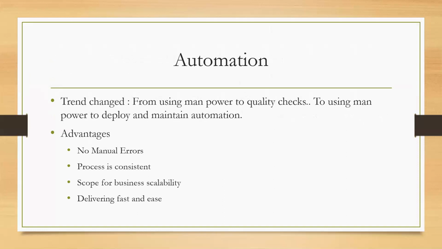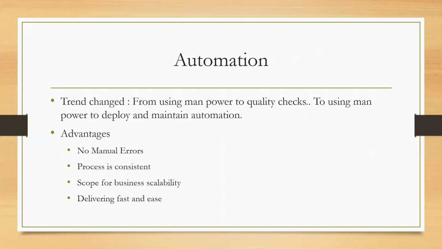These days, there is a lot of automation available for manual checks. People want to use more automation than manpower, and that is the intent. There are advantages of using automation over manpower. As I listed here, there is no manual error if you use automation, and the process is consistent. There won't be any variation today and tomorrow.